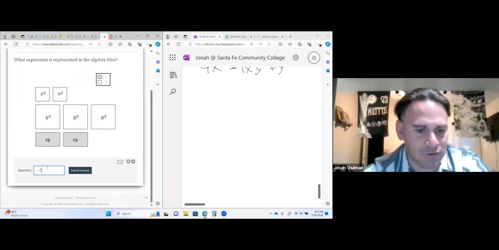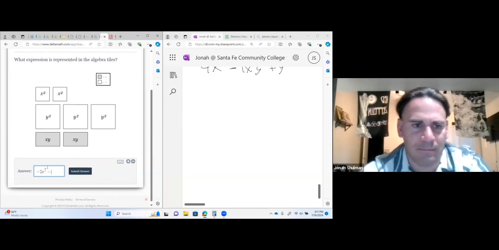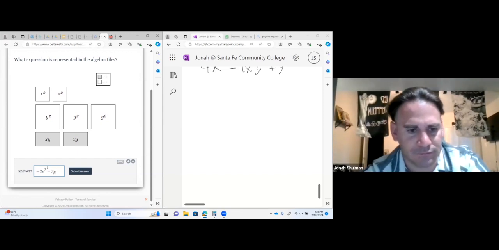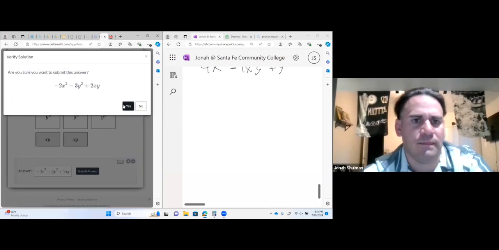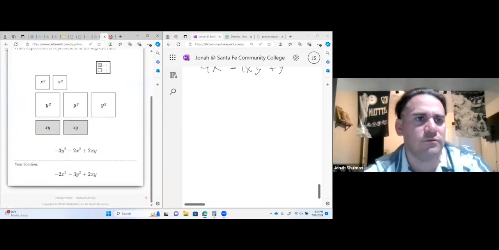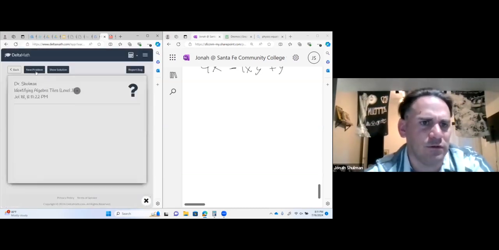So it's a negative 2x squared minus 3y squared plus 2xy. Ta-da! Cool. So practice with those. We got a level 3. Nice.